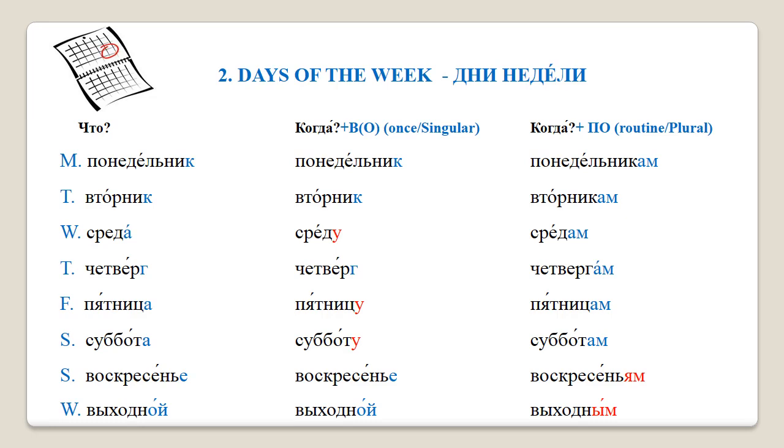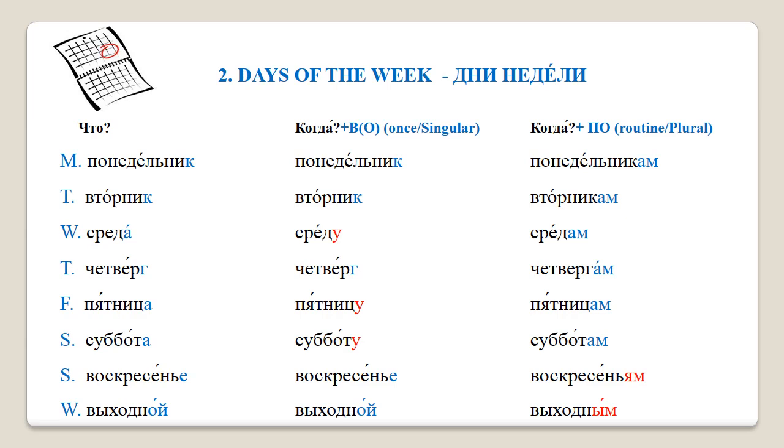Now the column on the right contains the forms for the days of the week that we use to talk about something that happens more than once or as part of your routine. For example, if you want to talk about the fact that you work on Mondays as a routine, or as in every Monday, you would use the plural form from the column on the right. Now notice that the majority of the days of the week on the right-hand side end in м.